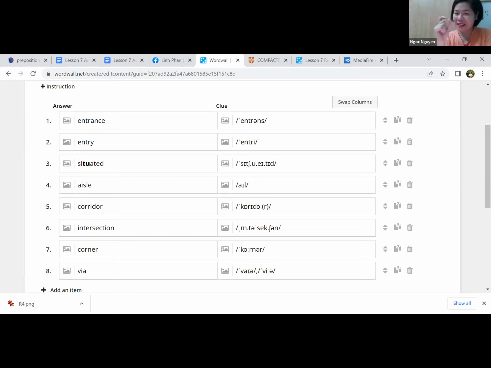And number five, corridor. Corridor. The or sound. Yes, corridor, with your tongue rolling backward. Corridor. Very good. And number six, intersection. Intersection. Number seven, corner. Corner. Very good.